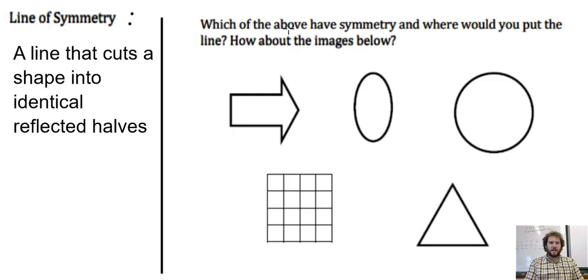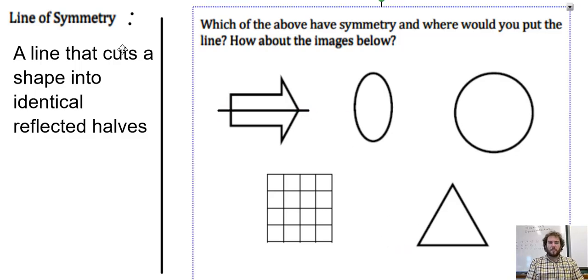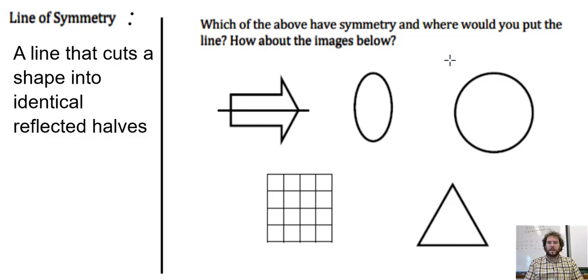So here's just a couple examples, right? If I wanted to take these shapes here and cut them in half, so that the two halves were reflections of one another, for this arrow, its line of symmetry would be a line that cuts it right down the middle, because the top would be a reflection of the bottom. For this oval shape here, we'd have a line of symmetry that cuts it in half down the middle, top to bottom, and it would also cut it in half down the middle, left to right, right? So we'd have two lines of symmetry.